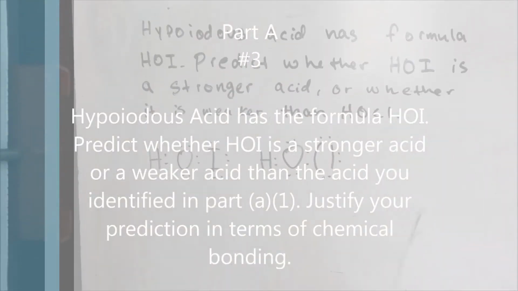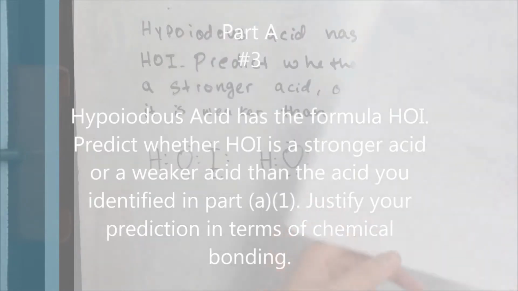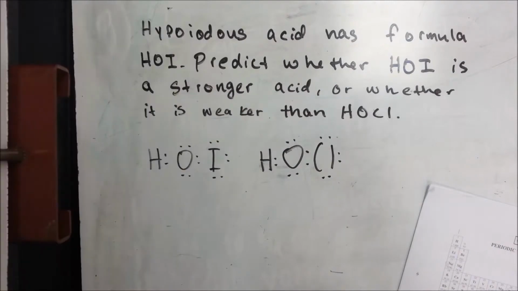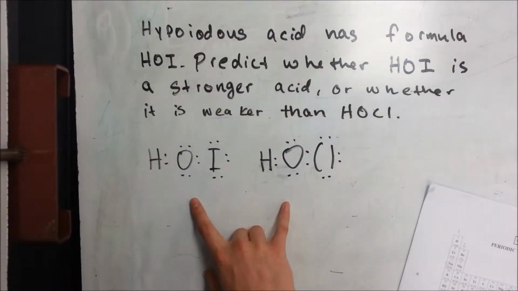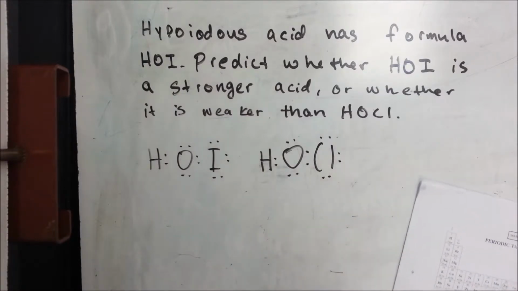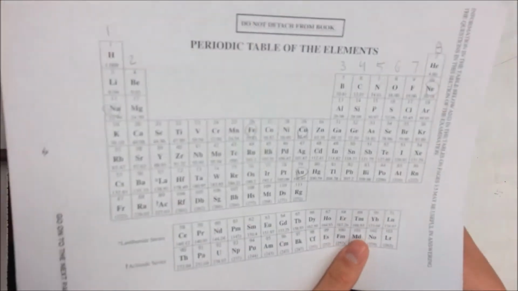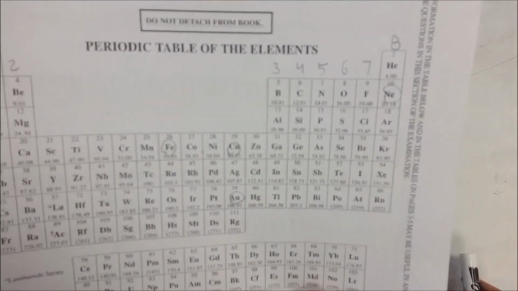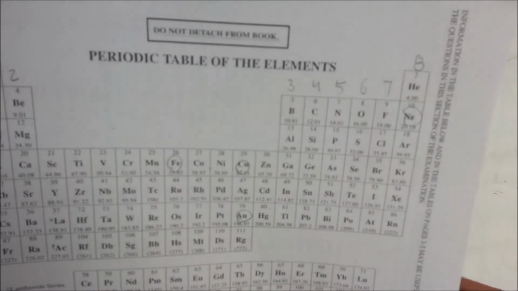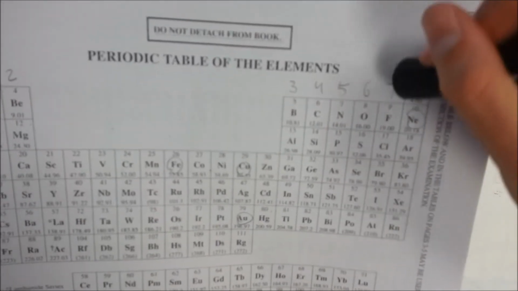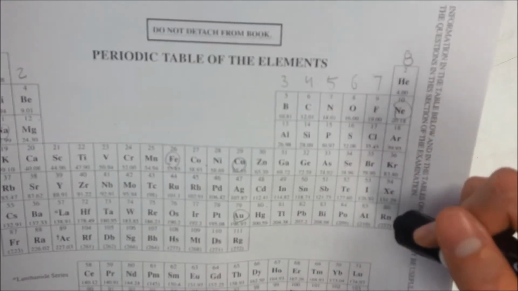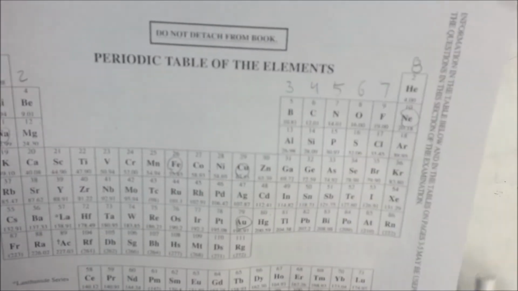So moving on to A3, we have the question: hypoiodous acid has formula HOI. Predict whether HOI is a stronger acid or whether it is weaker than HOCl. So we have the diagrams drawn out here. Looking at our periodic table, we can see that iodine is lower in the halogen group than chlorine is. And so we know that the general trend of electronegativity is that as we go down the group, the electronegativity decreases because we're going farther away from fluorine.